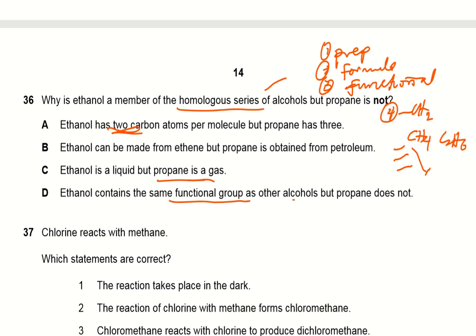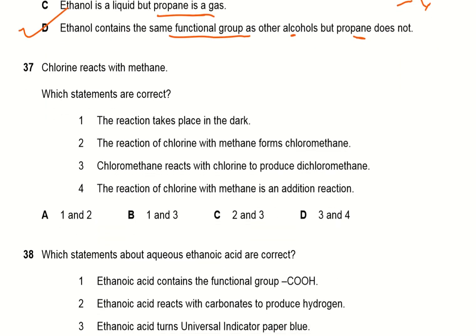Ethanol contains the same functional group as other alcohols, but propane does not. So the functional group of alcohol differs from what? Alkane. So they are not of the same homologous family.